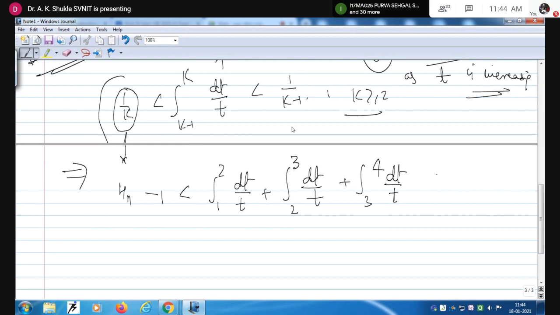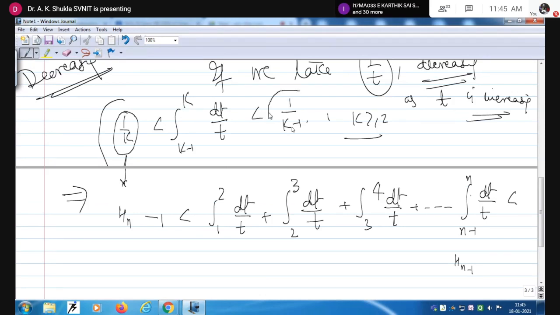dt upon t plus, this goes up to n minus 1. This is your n. So we can write that dt upon t is this. So this is less than, at n minus 1. Okay? But this is due to this one, 1 upon k minus 1. So this is less than h minus 1.